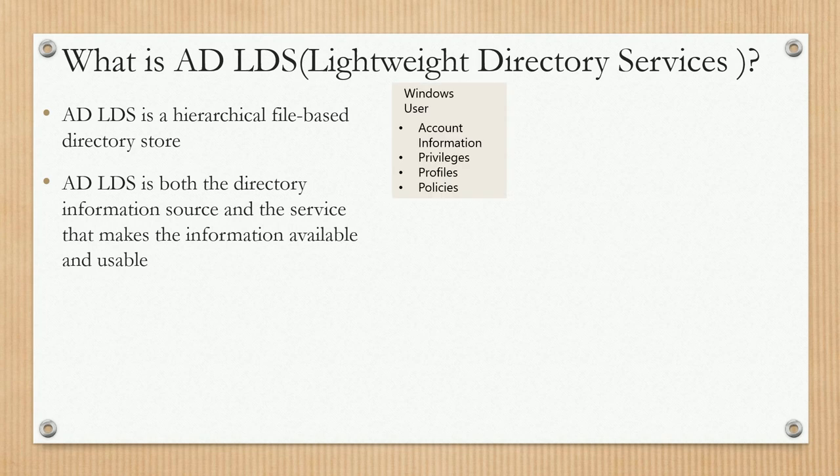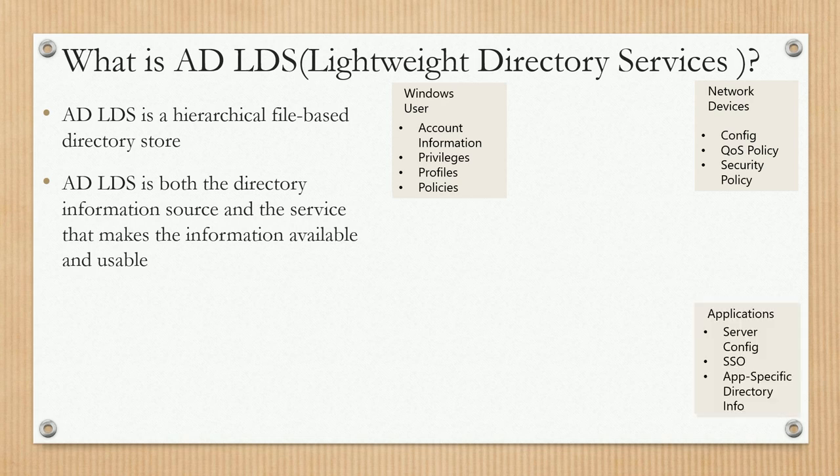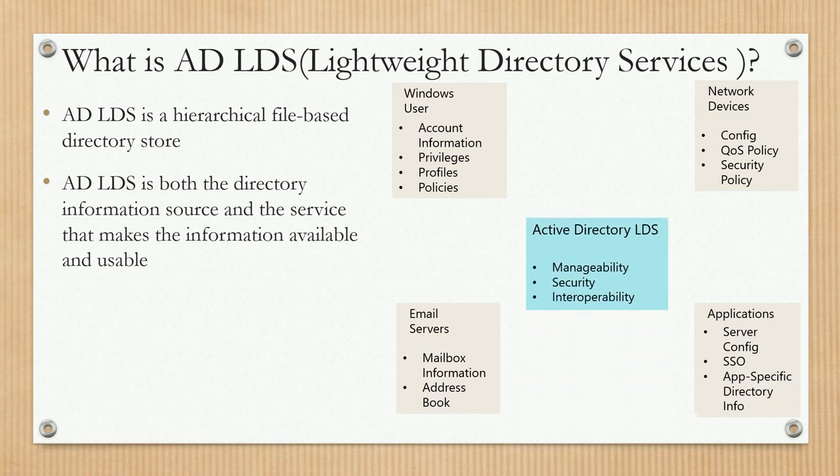What features do we have inside it? It will help you with Windows user account information, privileges, profiles, and policies, and for the network it will help with configuration, QoS policies, and security policies, in the application server config, SSO, and app-specific directory, and in email, the mailbox information and address book. All these features are managed by LDS, Lightweight Directory Services. So in short, I can say it's manageability, security, and interoperability.